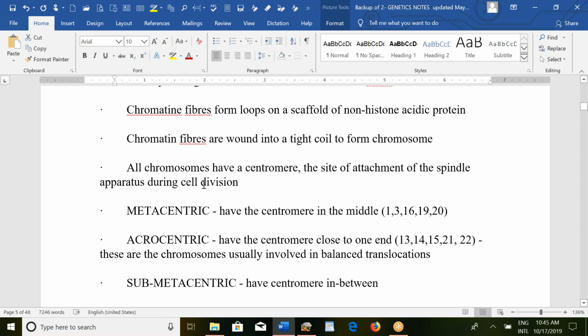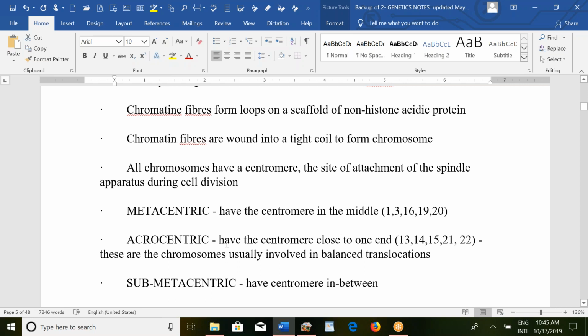Here the dividing chromosomes, the spindles, will arrange themselves. So metacentric chromosomes have the centromere in the middle. Which chromosomes are metacentric? 1, 3, 16, 19, and 20.